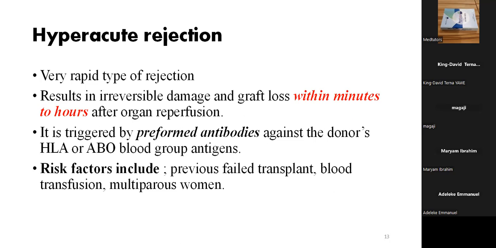There are certain risk factors that predispose to hyperacute rejection. These risk factors are a previous failed transplant, a previous blood transfusion, or being a multiparous woman. All these risk factors tell us that the patient has been exposed to these antigens and has developed antibodies against them.